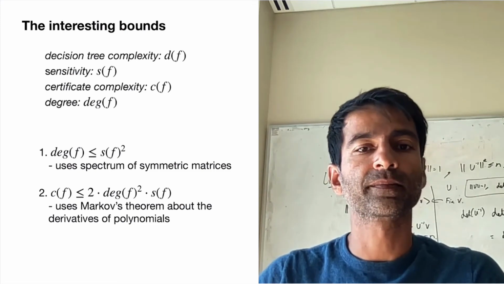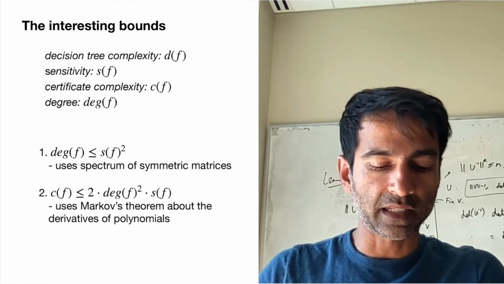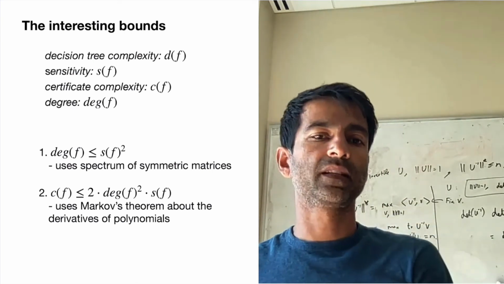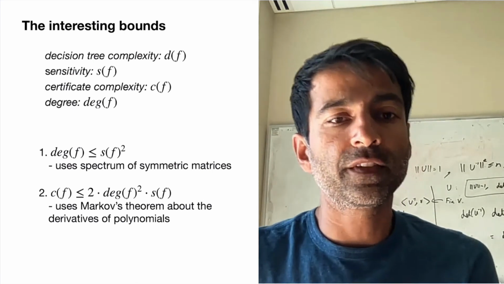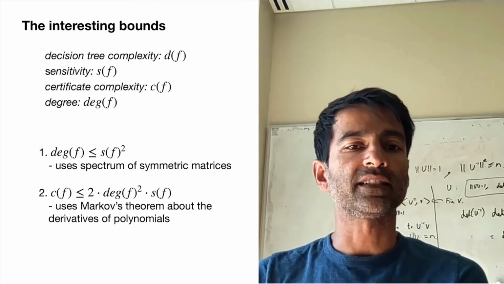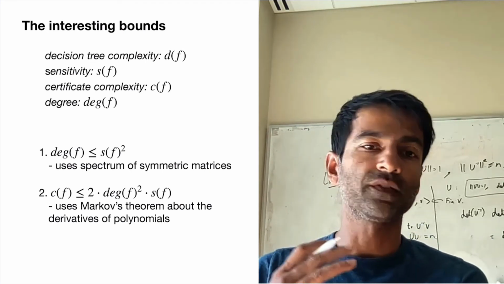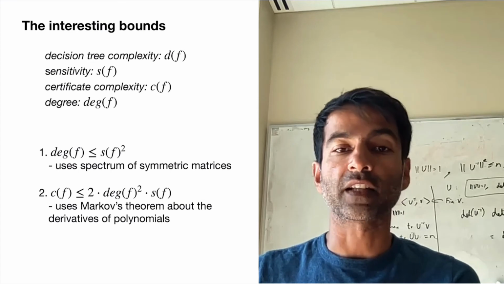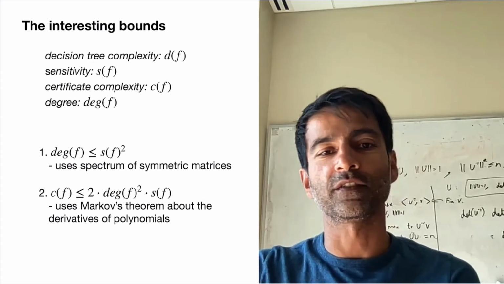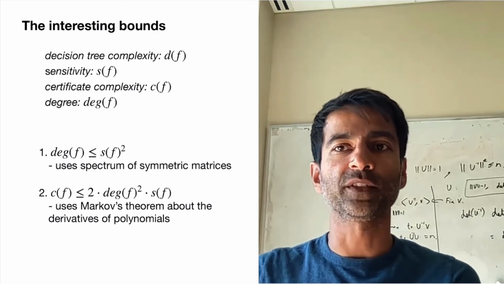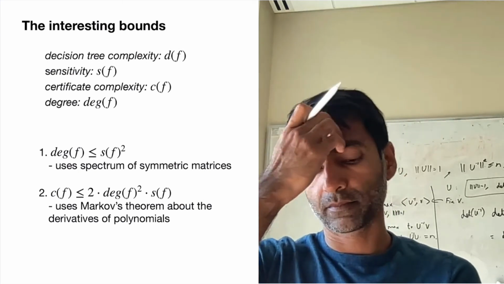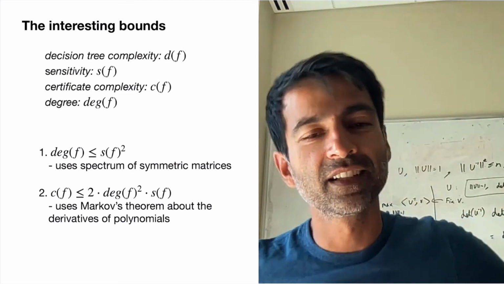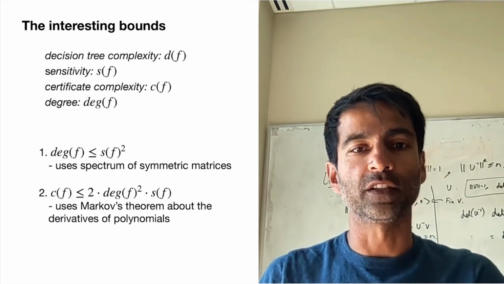And now I want to use to prove the second bound. The second bound bounds the certificate complexity of f in terms of its degree and sensitivity. And this bound will use very different ideas. We'll use a clever result, an old and deep result of Markov about the derivatives of polynomials. And as I mentioned, I made a YouTube video that has a discussion of the proof of Markov's theorem that you can look up if you're interested.